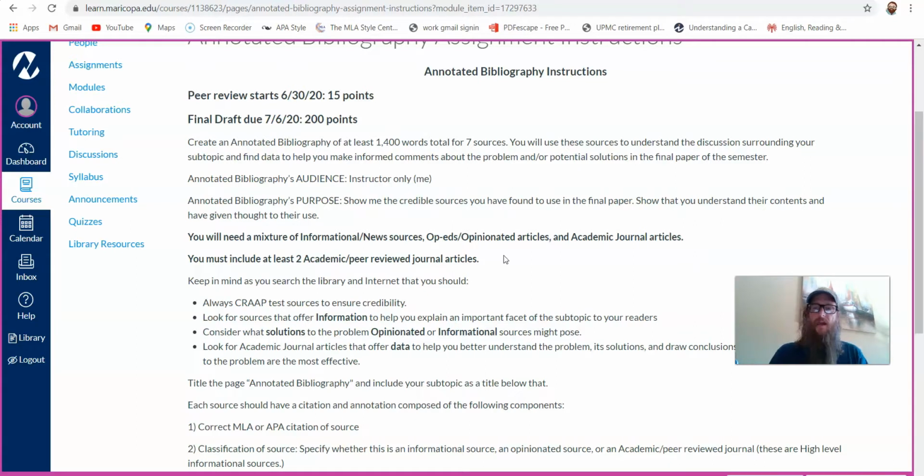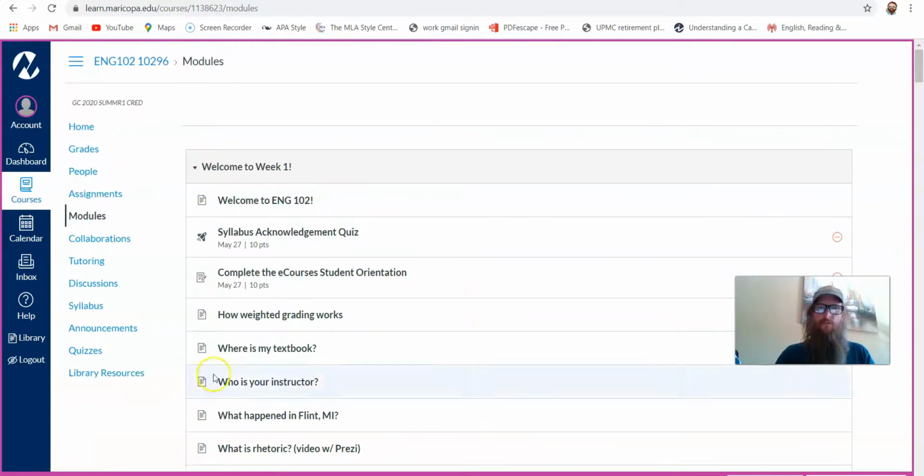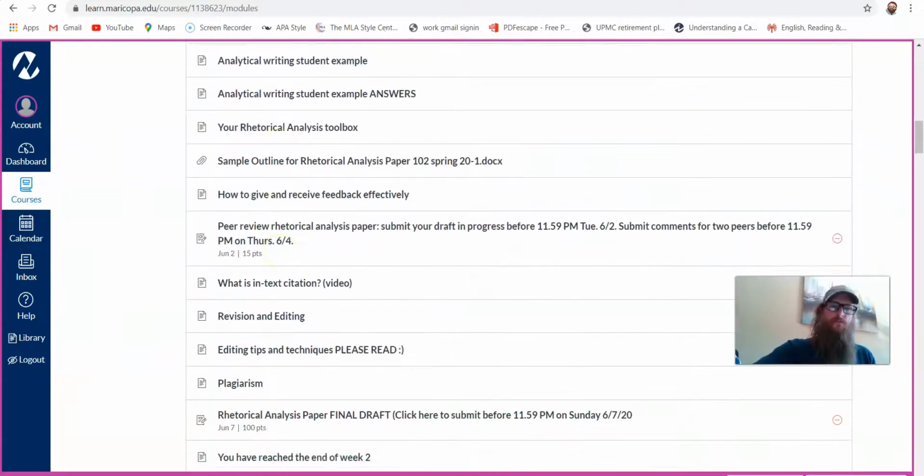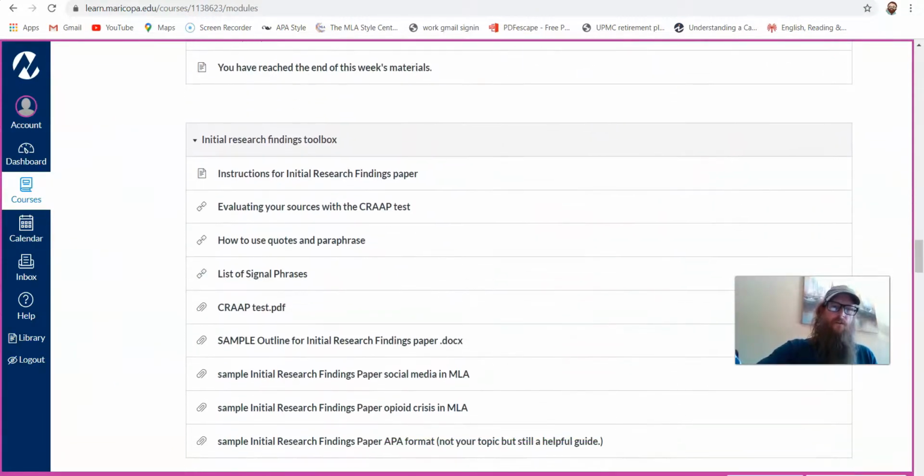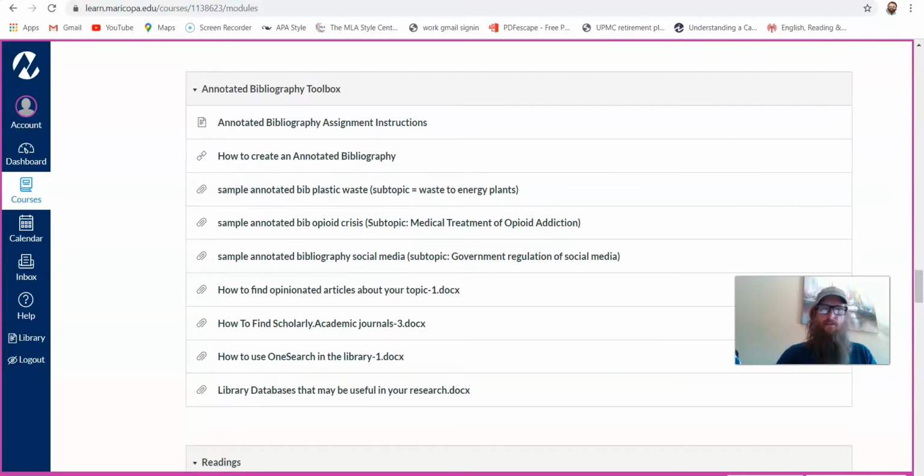Okay, enough about that, because I think, as usual, it's going to help you to look at some examples of an annotated bibliography, particularly if you've never created one before. Okay, let's show you those examples. As usual, they're going to be under modules, right? And then you are going to find the annotated bibliography toolbox.